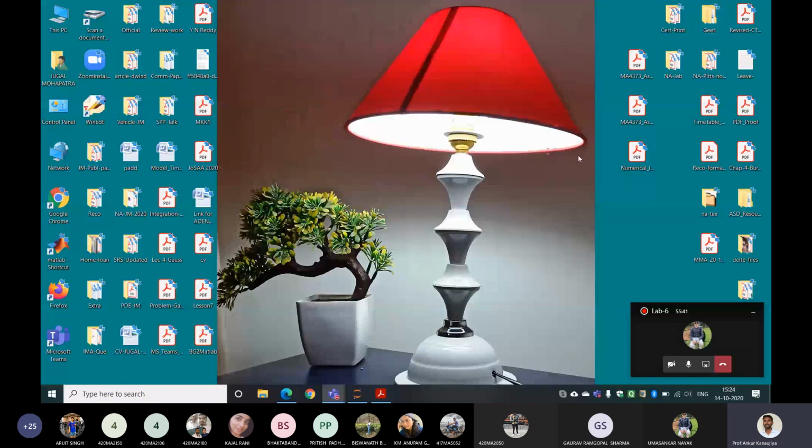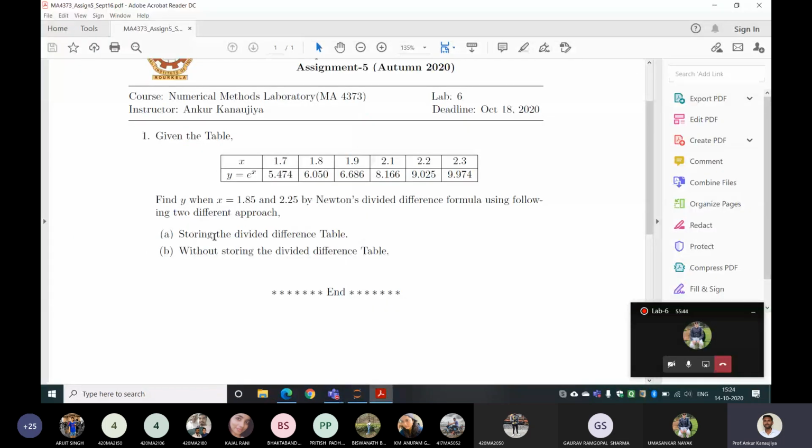So the second question I ask is this one, without storing. This part you already did, it is in assignment 4. The only new thing is this part B. If you submit only this, that means this assignment is over. No need to do part A. If you submit part B, that is sufficient for getting full marks in this assignment. If you use forward, then you have to use backward in that table like I explained. If you use backward, then you have to go in the forward direction because we need the backward values. So you have to write two programs, one forward and one backward, without making the Newton divided difference table.